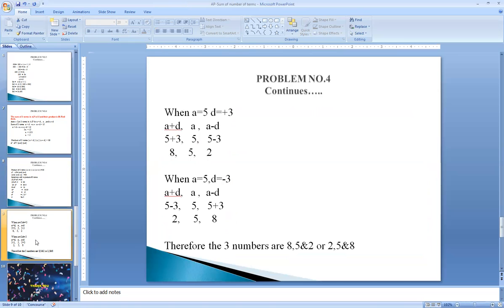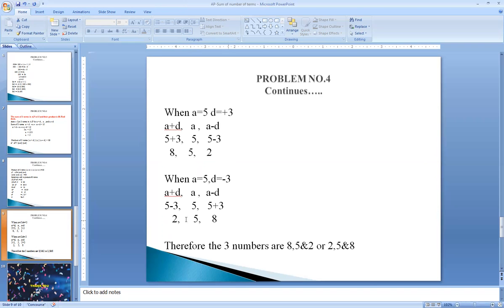Let us go for calculating the three terms. When a equals 5 and b equals plus 3, what are the three numbers we are going to get? We know that one number will be a plus b, another will be a, and the third number will be a minus b. Let us substitute the values of a and b in these three numbers: 5 plus 3 is 8, 5, 5 minus 3 is 2. Similarly, when a equals 5 and b equals minus 3, because b is plus or minus, we should first consider plus, and next we calculate for minus.